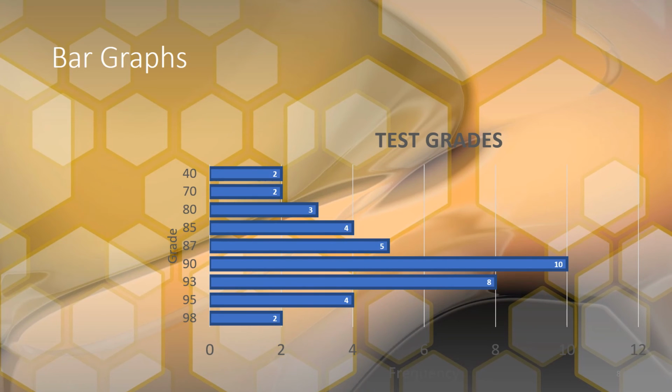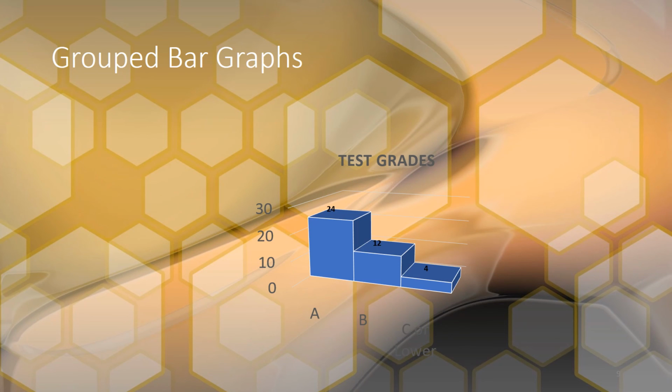Here's a bar chart of the individual values. We have 2 people got a 40 here, you can see. And then 2 people got a 70, 3 people got an 80, and so on and so forth. This was the individual frequencies, so this is an ungrouped bar chart. And notice that we have the individual values, so it skips around by the values that it has. And here's a group bar chart. Again, it's a little easier to read. You can see 24 people got an A, 12 people got a B, and 4 people got a C or lower.